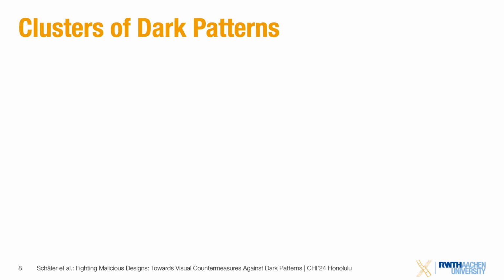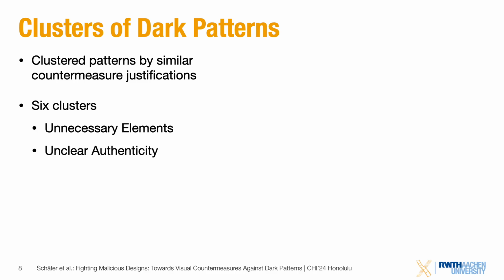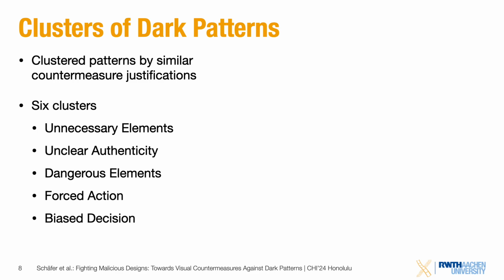After interacting with the prototypes, participants chose which variant they preferred for each of the 13 dark patterns. We then clustered the dark patterns based on the participants' justifications regarding their choice. Overall, we found 6 clusters of patterns: unnecessary elements, unclear authenticity, dangerous elements, forced action, biased decision, and complex elements. I am now going to explain each of those 6 clusters.